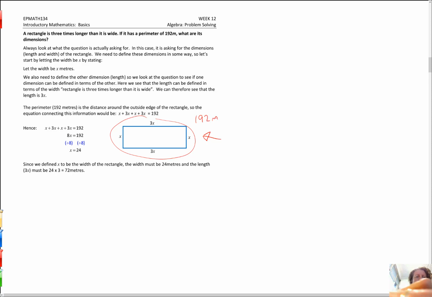Okay, let's go through these words. Always look at what the question is actually asking for. In this case it's dimensions, in other words a length and a width. So I know I want that dimension and I know I want that dimension. So there's 2 things it's after.